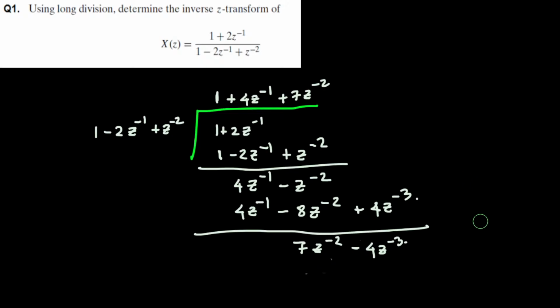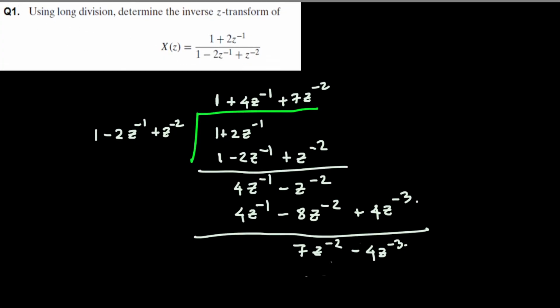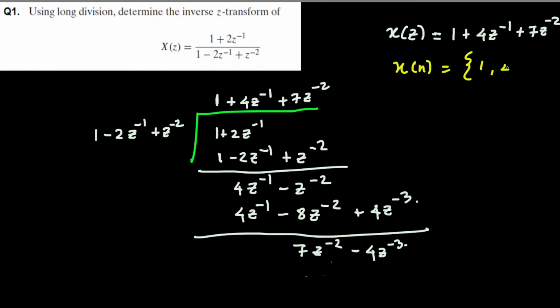And now I can express my z transform. The final z transform on top, which is X of z, is equal to 1 plus 4z power minus 1 plus 7z power minus 2. And whatever the coefficient in front is going to be my time domain inverse z transform. So x of n is nothing but 1, 4, 7 and so on.